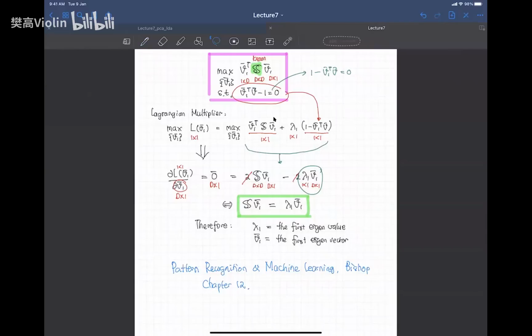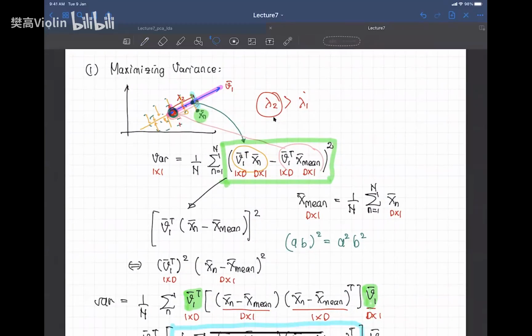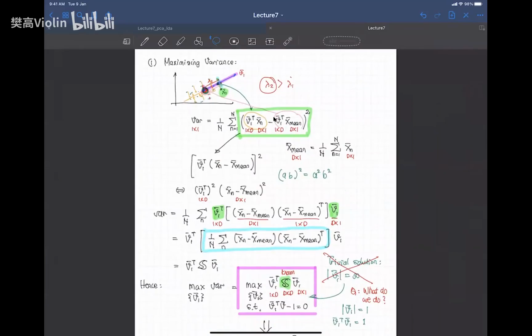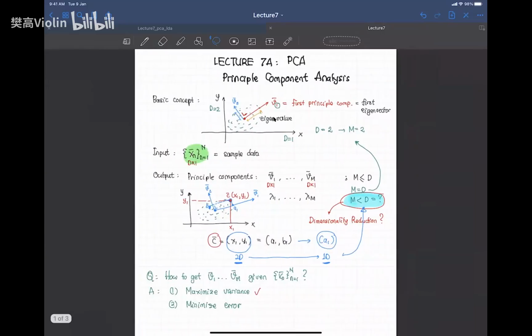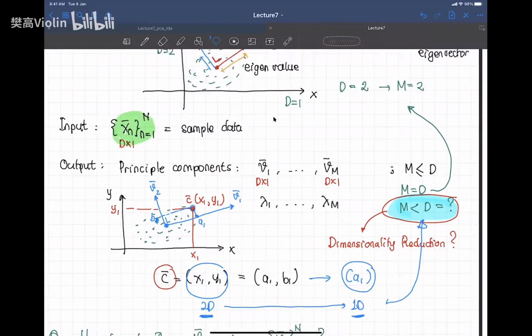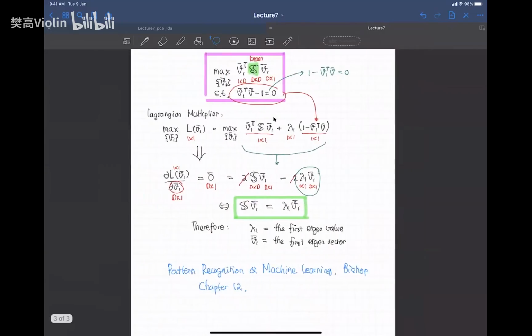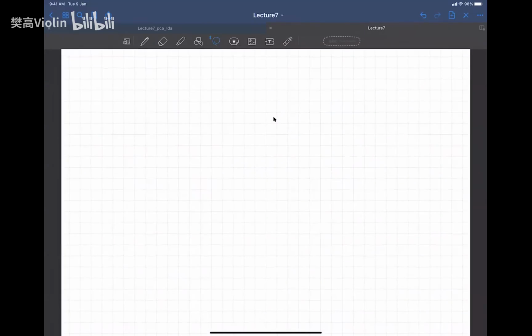Okay, so in the discussion that we have, we only assume this one V1, right? Now the question is, if we want to have all the eigenvalues and eigenvectors, how can we get them? Because originally our question is how we can get V1 until Vm, not just V1. Okay. So now let's answer the question, how to get all the eigenvalues and eigenvectors.